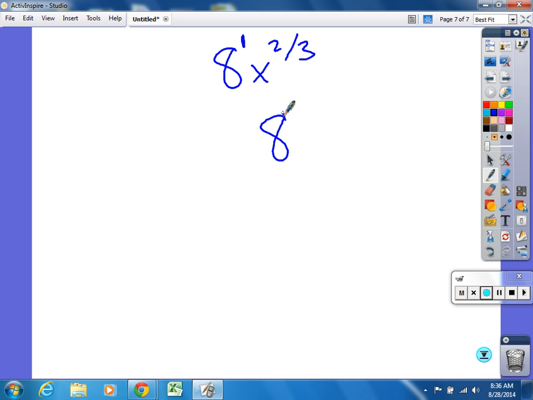Okay. What radical is this going to be? Because my denominator is 3, that is a cube root. Are you okay with that, Jackson? Everybody good with that? Okay, and then what's going to go underneath? X squared. Okay? You guys think we can do that?